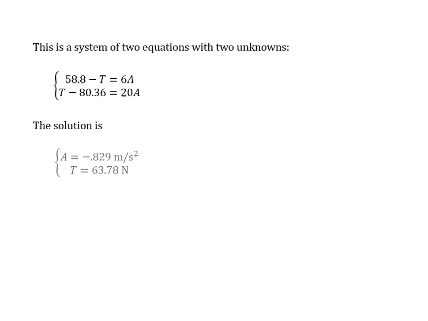I'll just point out the solution is going to be the acceleration is negative 0.829 meters per second squared, and the tension is 63.78 newtons. That negative acceleration is telling us that if we look at the first object, the one hanging over the side of the table, while we know that it's moving downwards, that negative acceleration tells us that it's slowing down. The friction force is great enough in this system that it's slowing the object down. That's where the negative shows up.